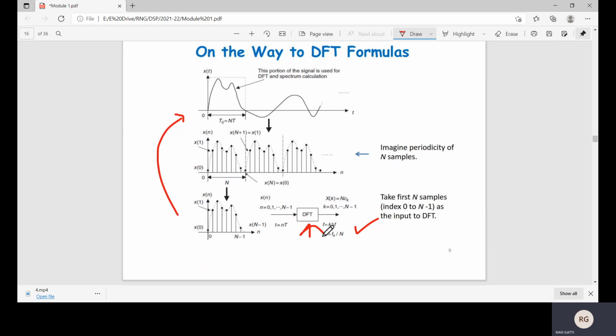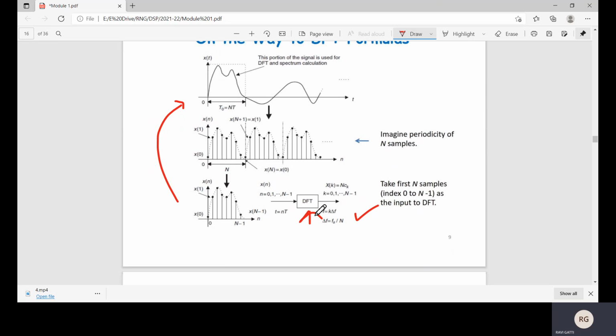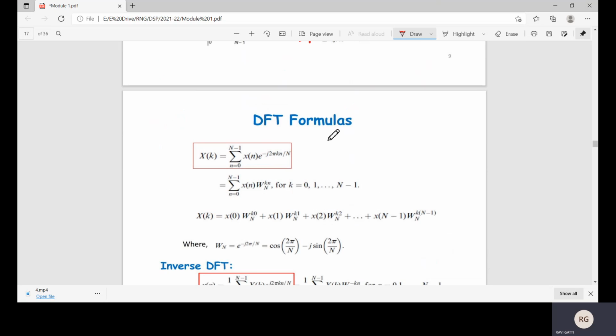So DFT is nothing but the discrete version of your Fourier transformation. We call it a discrete Fourier transformation. Now let us look at this. So what are the important formulas we need to remember? The first one is the DFT.